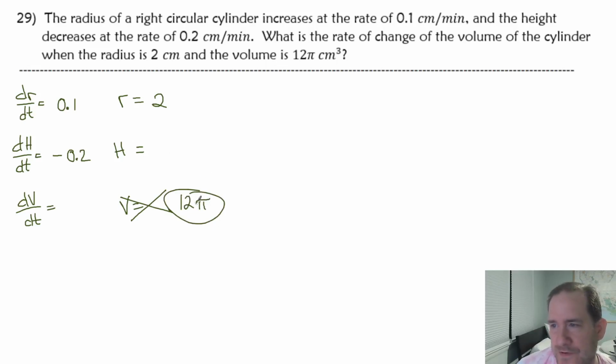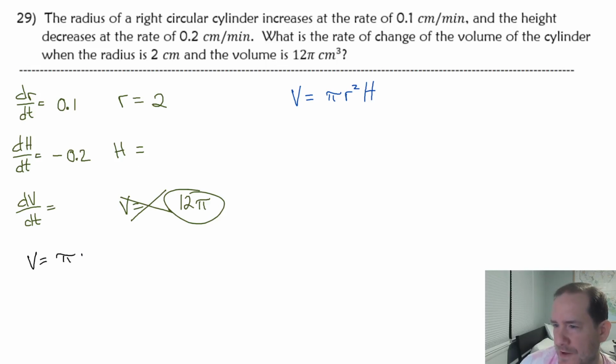So they've given you the volume so that you can use the volume and the radius to find the height. So before I start doing anything with my formula, volume equals pi r squared h, before I differentiate that formula, I need to go off to the side or on a piece of scrap paper and use that formula to solve for h.